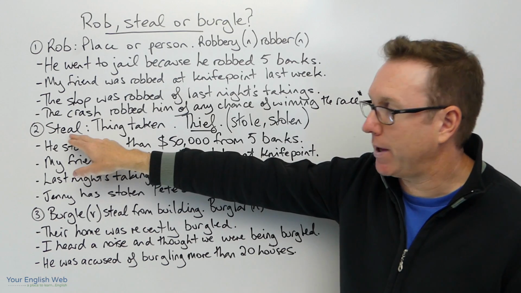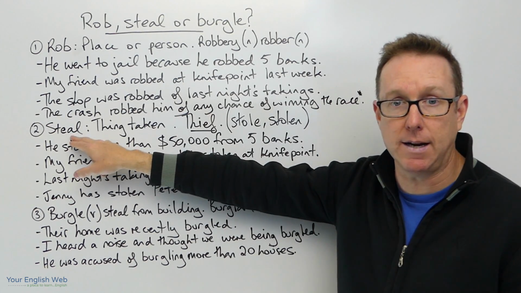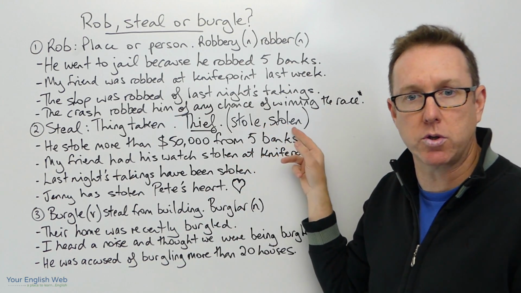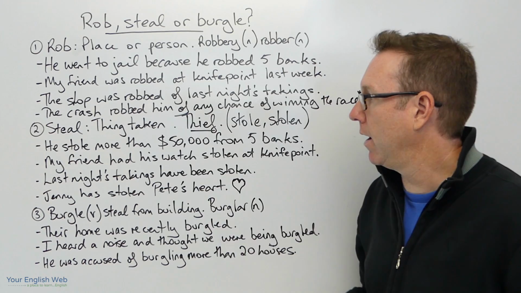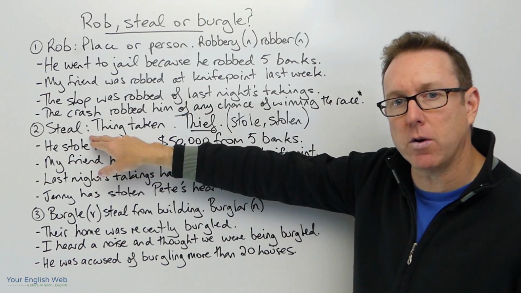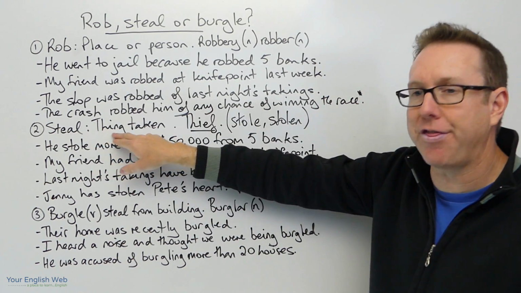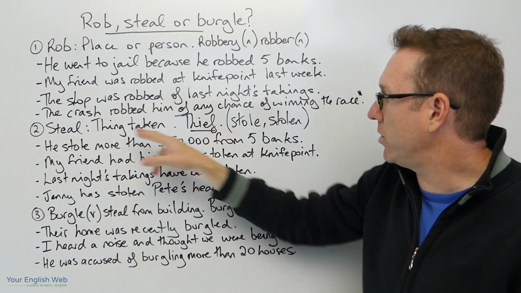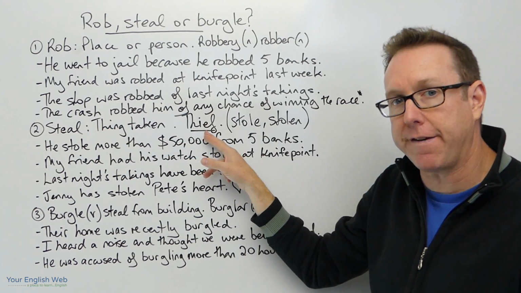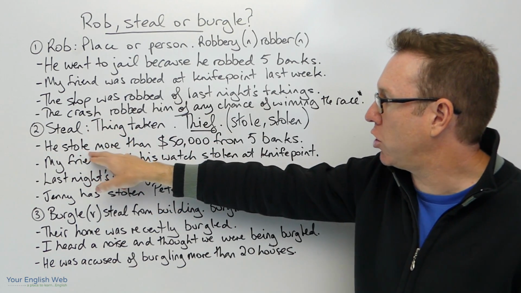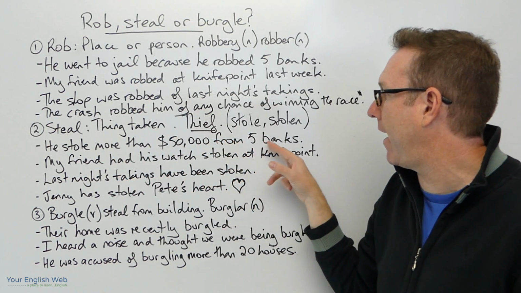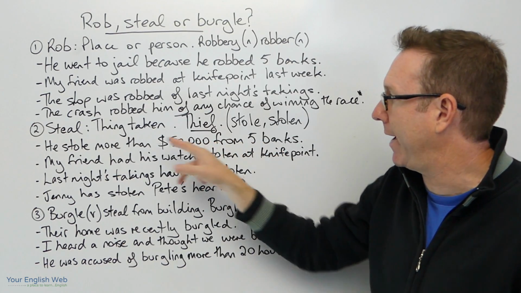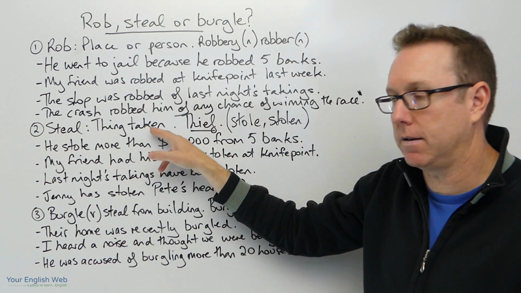Now, the second example is steal. Steal is a verb as well, and it's an irregular verb: steal, stole, stolen. And when we use steal, we concentrate on the thing that's been taken, okay? The person that steals is a thief. So, he stole more than $50,000 from five banks. So, we're focusing on the thing taken.